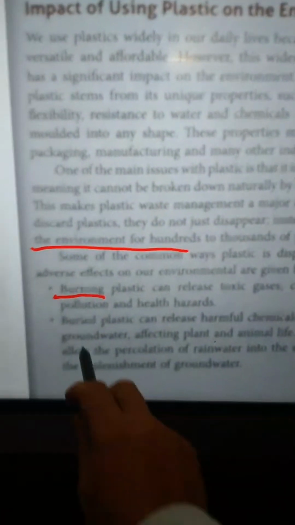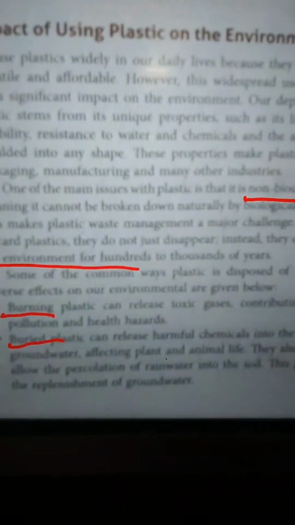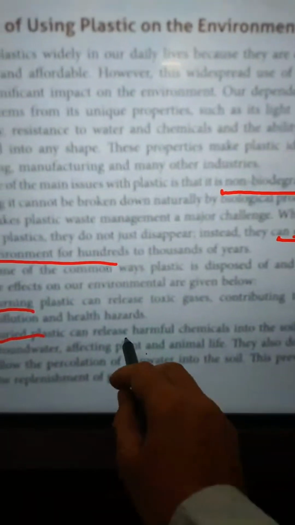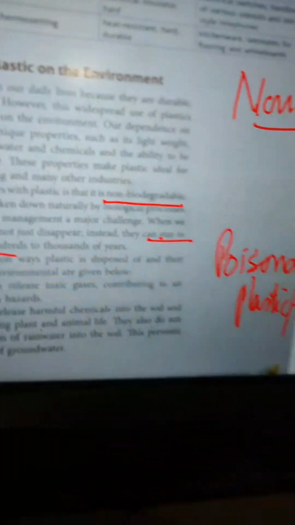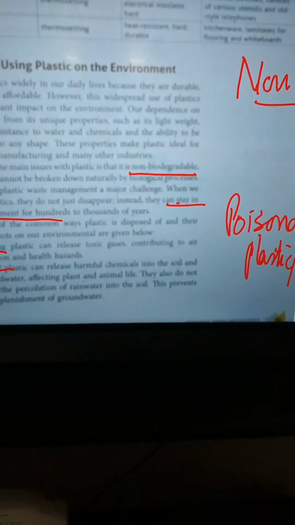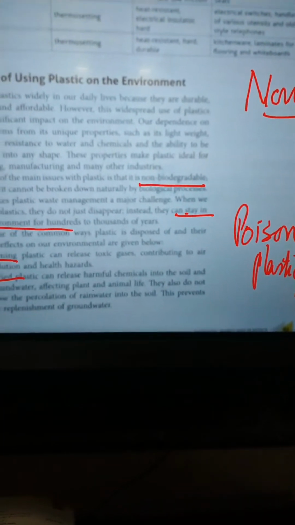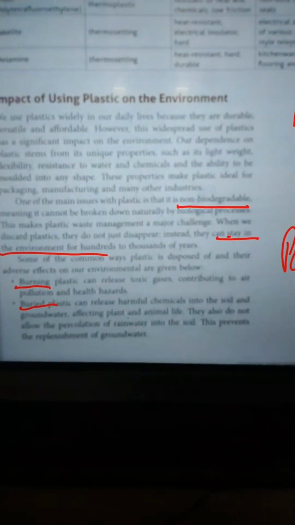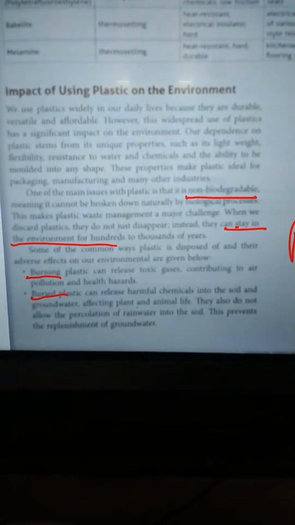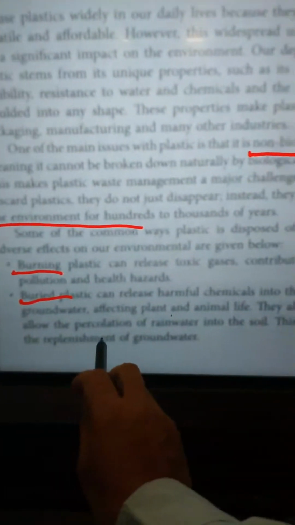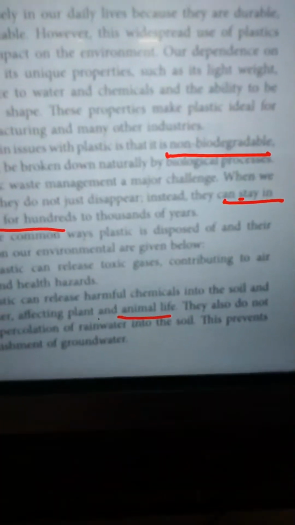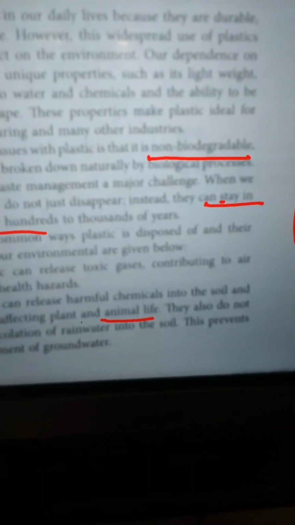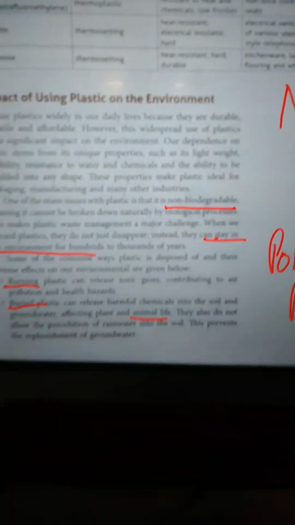Then the burning of plastic produces poisonous gas. Buried plastic means if you throw the plastic in the soil, then it will release harmful chemicals into the soil and water. These days people throw plastic in the drains and on the road. If there is a food item kept inside, some cows or buffaloes will go and eat it. When they eat the plastic, it affects plant and animal life. If the cow eats it, the plastic is poisonous, it will enter the body of the cow and it may kill her.